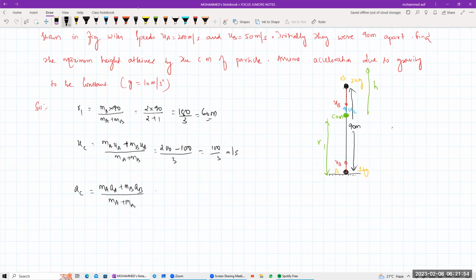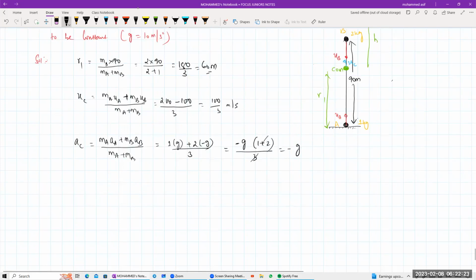Both of them are under gravity. So this will be equal to mass of A, how much for me? 1 into G, plus 2 into minus G, divided by 3. That means if I take this value here right now, G will be common into minus G, I'll take it out. 1 plus 2 divided by 3. So this 3 will get cancelled. This will be equal to minus G.